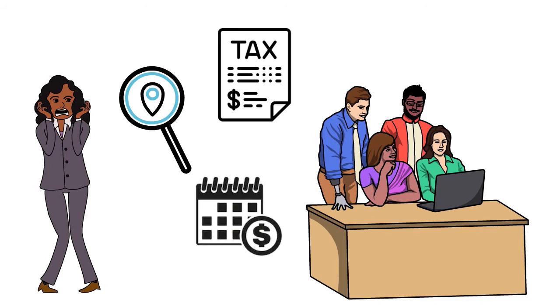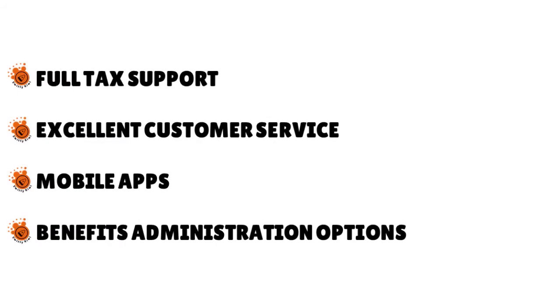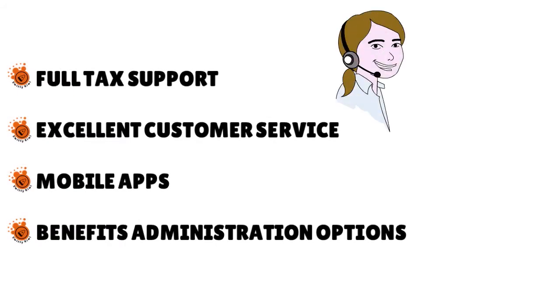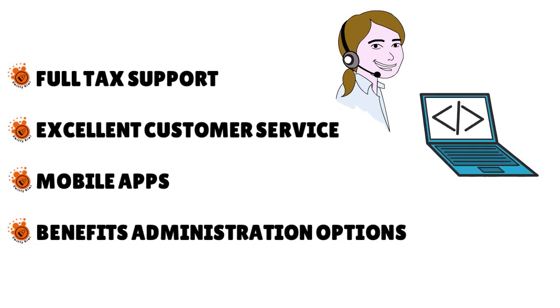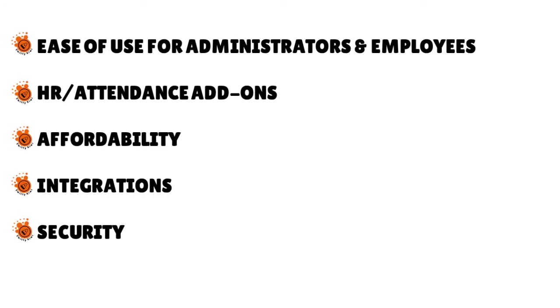To get good payroll software, there are a few things you need to pay attention to. You want to make sure that you have full tax support. You want to have excellent customer service. You want to have mobile apps. In other words, if you choose Gusto, make sure that you go with the Gusto app, because nowadays you want to have not only a desktop version of the software, but also a mobile version. And a mobile version is just the app. You also want to pay attention to benefits administration options. You want to look at user friendliness, so ease of use for administrators and employees, very important. You want to pay attention to HR attendance add-ons. Those are features that are pretty critical in terms of administering your payroll function.